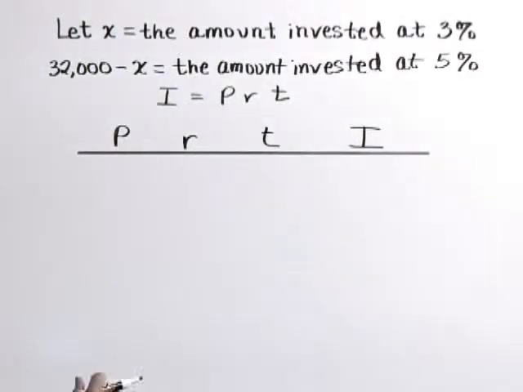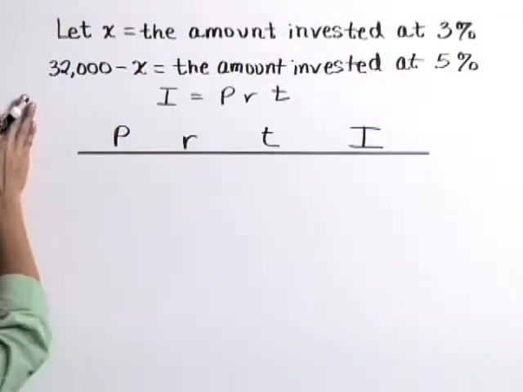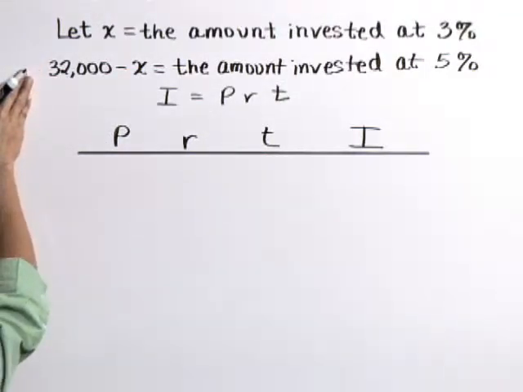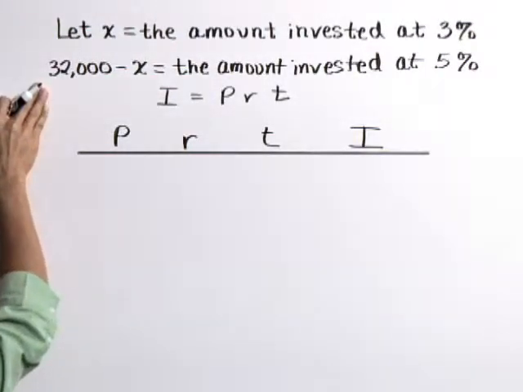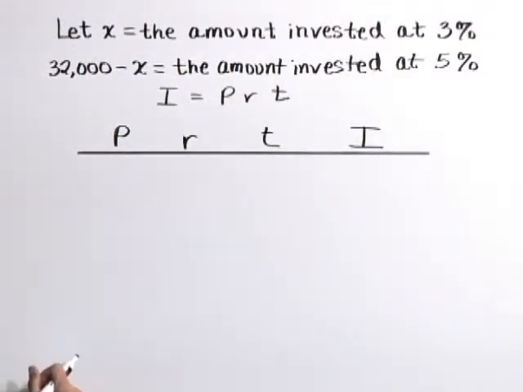Let's start with step one and read the problem carefully. We've done that. Step two, define your variables. Let's let x represent the amount invested at 3%, and 32,000 minus x then represent the amount invested at 5%.